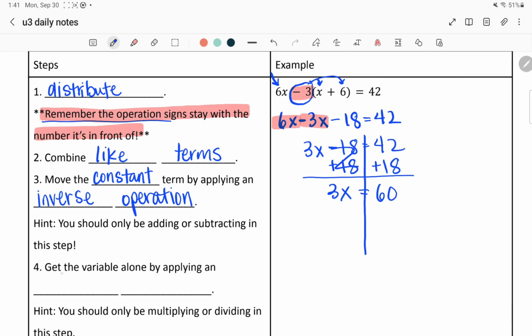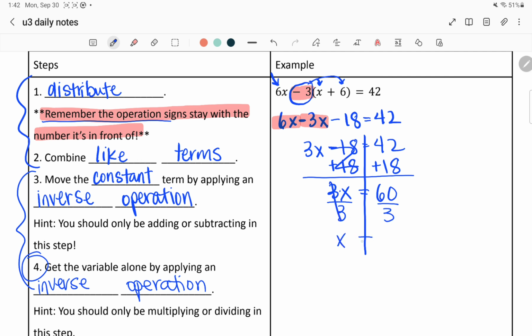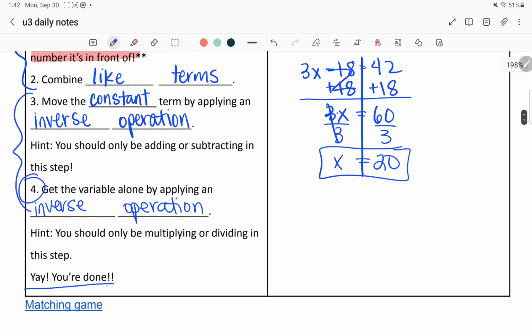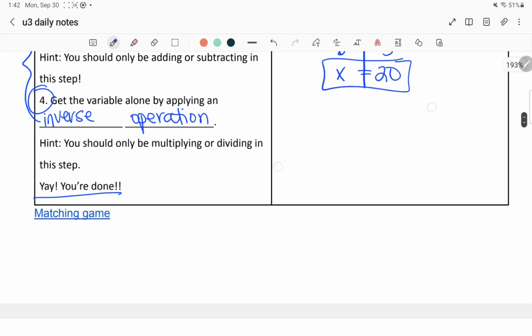And then step 4, so I've completed step 3. Step 4 is get the variable alone by applying another inverse operation. So if I had to put it simply, I'm simplifying in step 1 and 2, and then I'm getting x alone in step 3 and 4. My inverse operation, remember 3 is being multiplied by x, so that means I need to do the opposite, which is divide. 3's cancel out, x equals 20. 20 is what I would put into Delta Math. Yeah, you're done. Okay, let's flip the page.